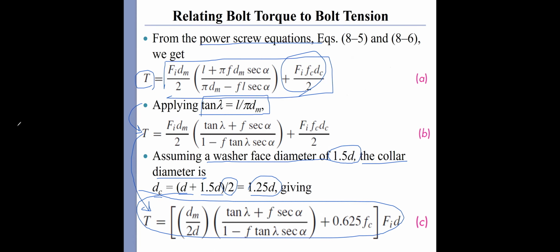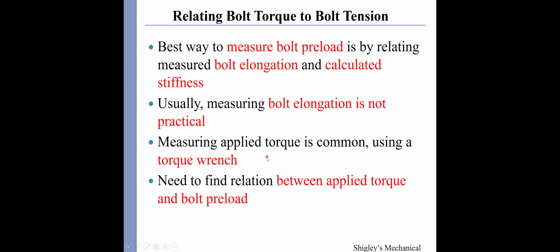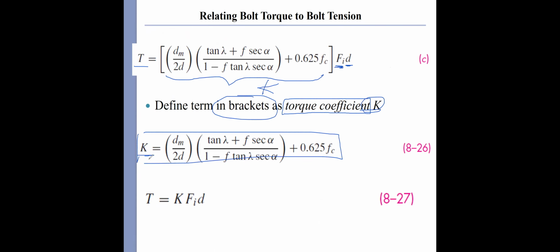Okay, so remember the previous slide, I already mentioned the real relation we are going to figure out is the applied torque and the bolt preload, right? Preload is the force that we're going to fasten with. Okay, so we have the torque, FI is the preload, and the D, the screw diameter, the nominal diameter. And then we can define the term in the brackets as the torque coefficient K. So what is the K? Here, right? It's the K. So we can simply define the relation between the preload and the torque, right? Torque and the preload. And the K is the torque coefficient.